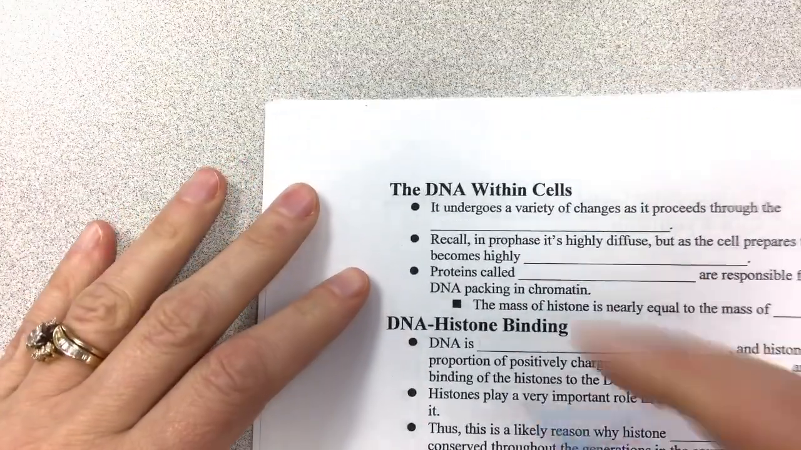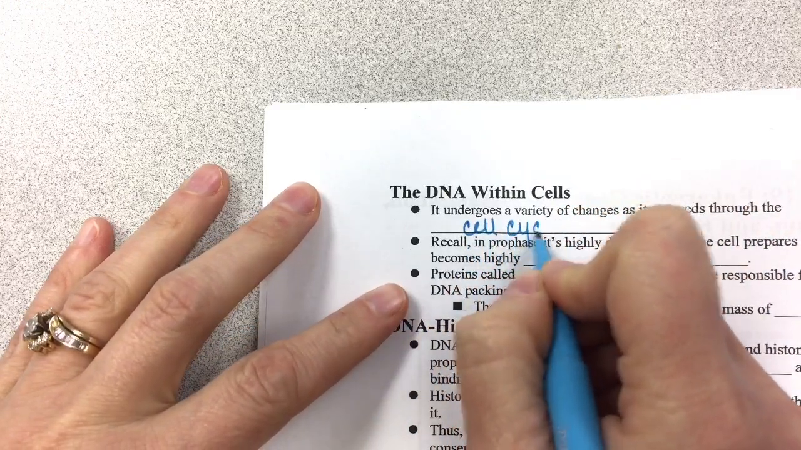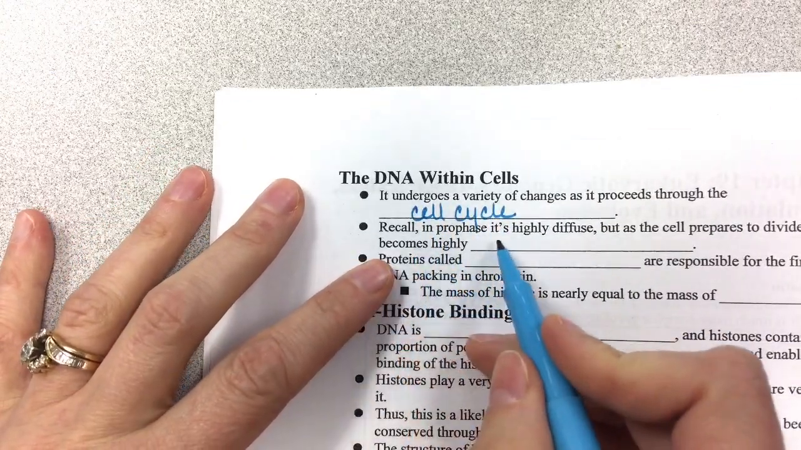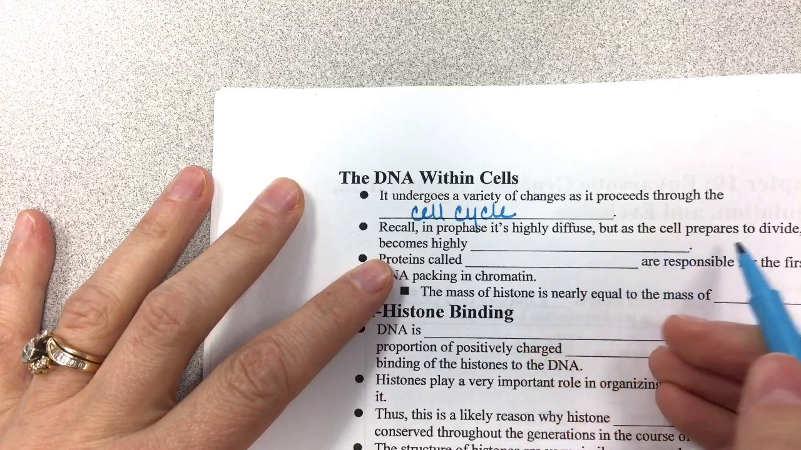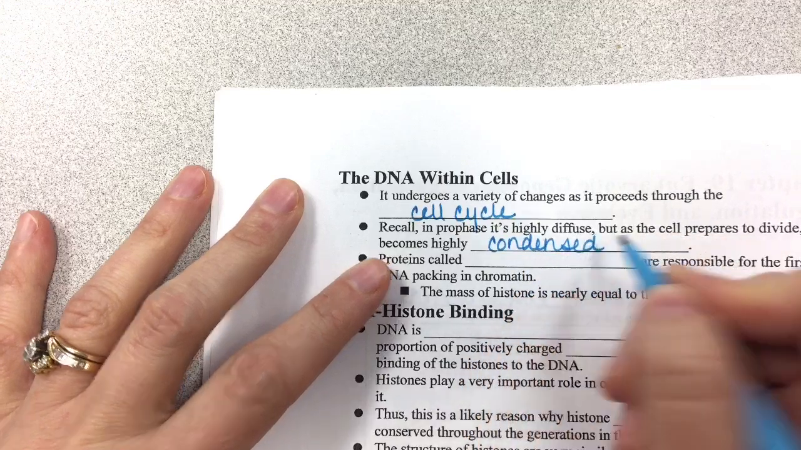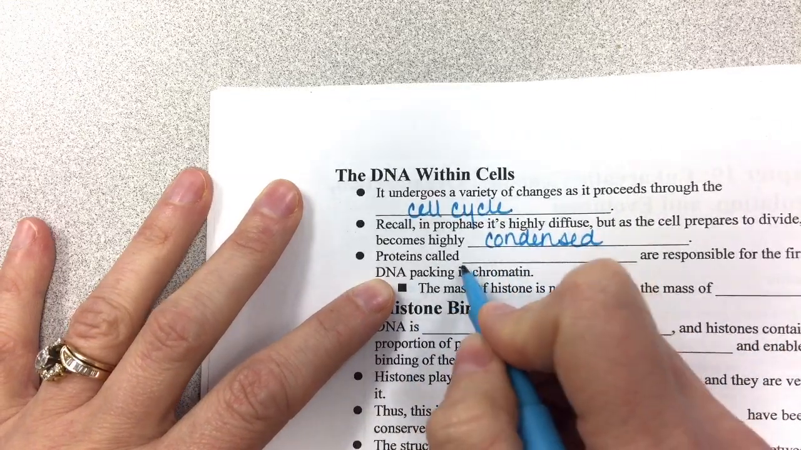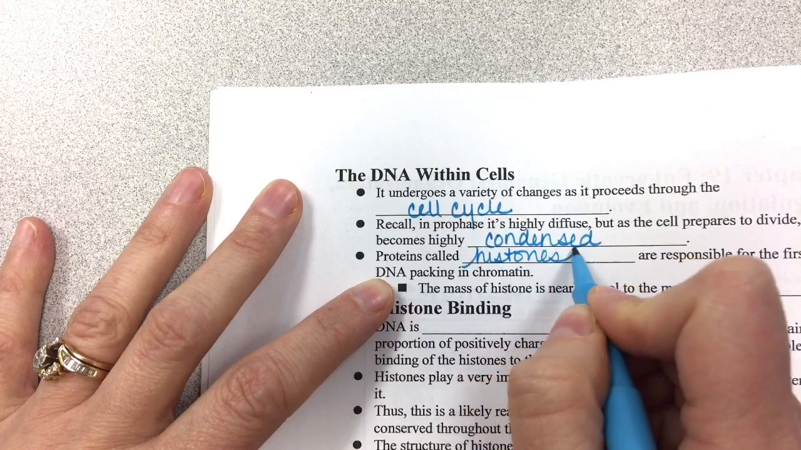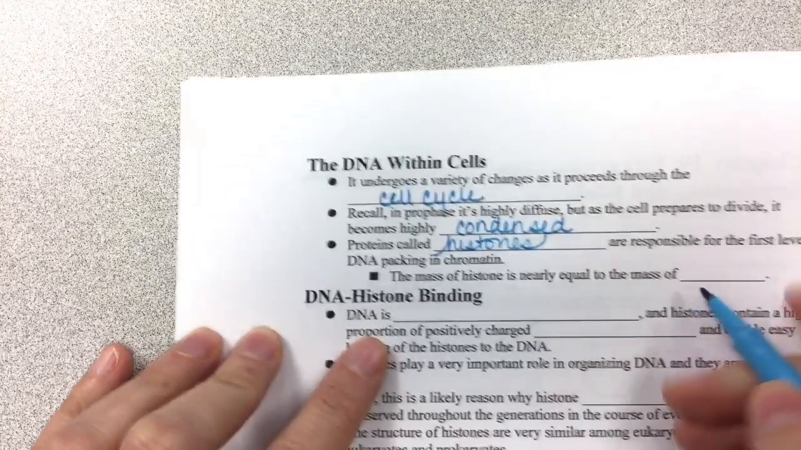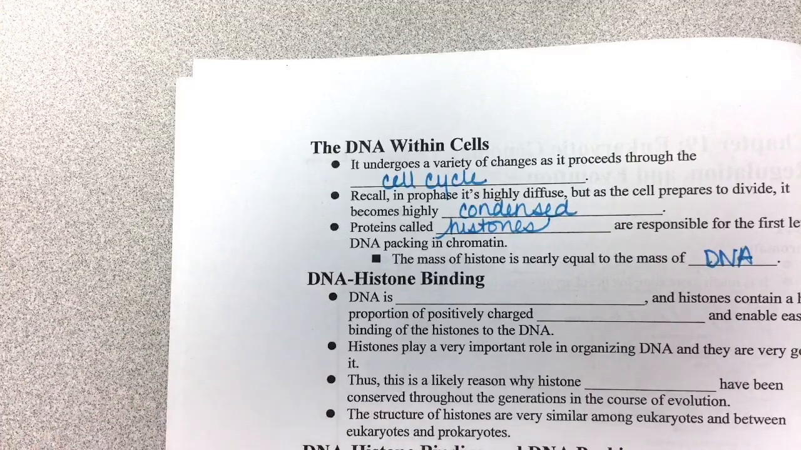DNA within cells undergoes a variety of changes as it proceeds through the cell cycle, going from chromatin to condensing and forming chromosomes. In interphase it's highly diffuse, but as the cell prepares to divide, it becomes highly condensed, forming those chromosomes. What are the proteins that the DNA wraps around called? Histones are responsible for the first level of DNA packing. The mass of histone is nearly equal to the mass of DNA, so there's a lot of histones and a lot of DNA.